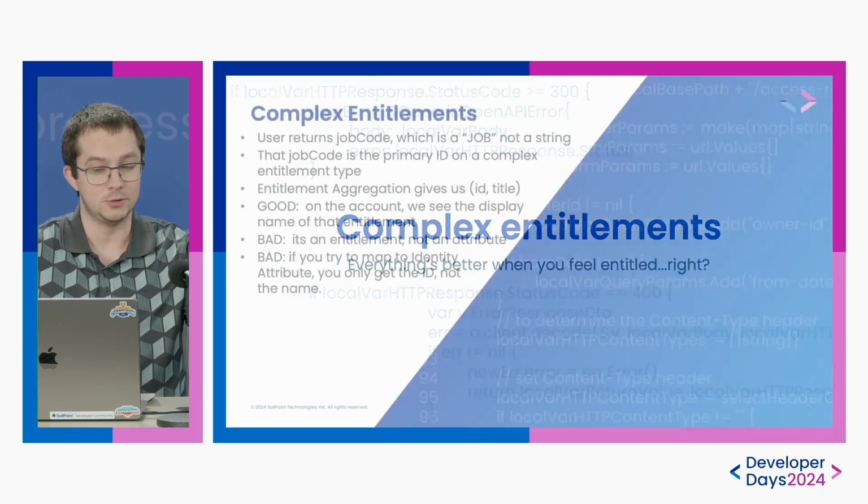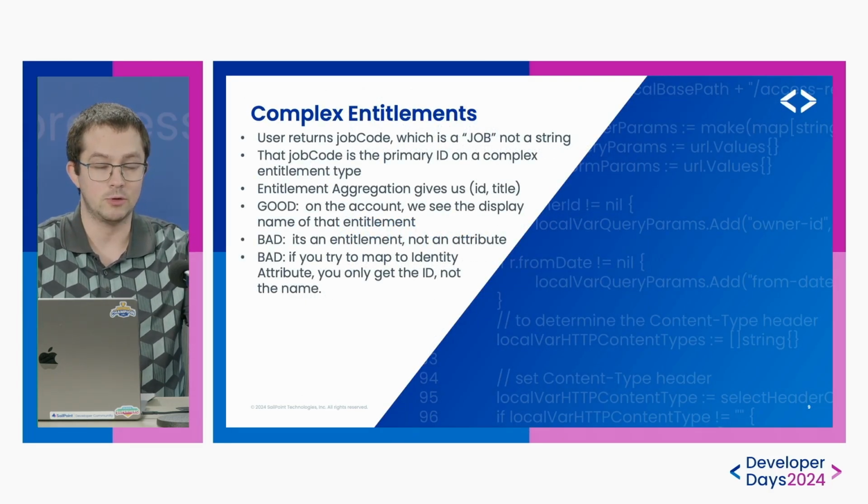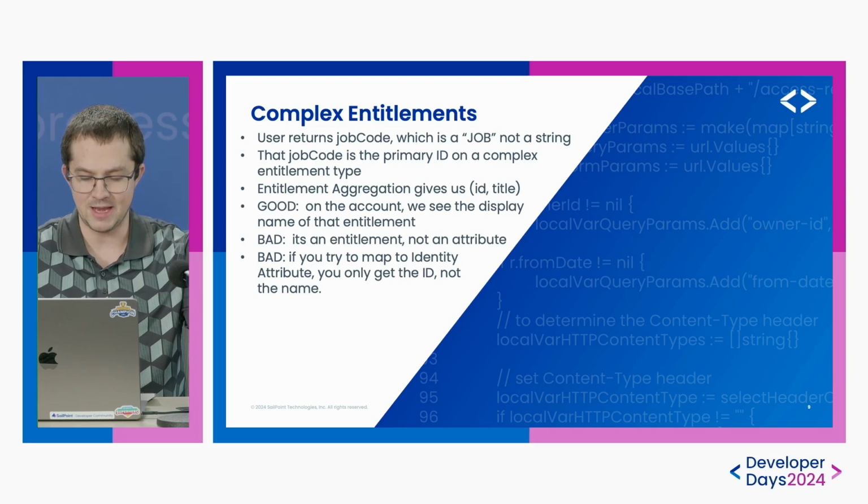As I mentioned, we can do this with complex entitlements, which really means, again, we look up your job code. That's an ID for a complex type. It's great because we can do it in the browser. It's a very low-code, no-code approach. But again, if you try and map that up to the identity, that gives you a very negative use case.